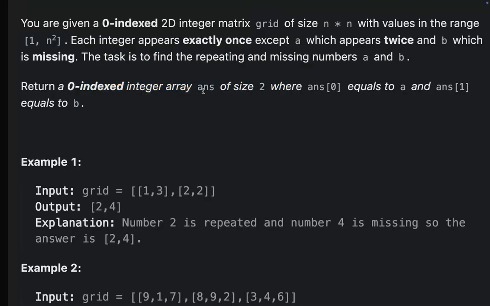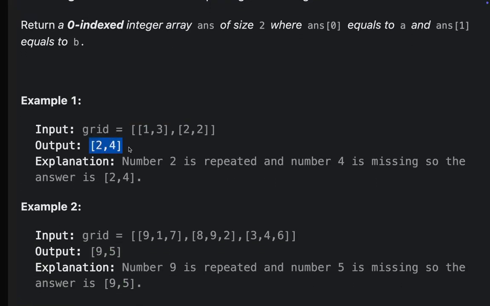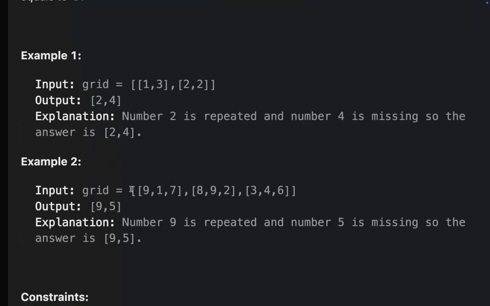We need to return an array answer where the zeroth value is a, which is repeating, and b, which is missing. In this example we have n as 2, so the values should be 1 to 4. 2 is repeating, 4 is missing. In this test case we have n as 3, so the values should be in the range of 1 to 9. 9 is repeating and 5 is missing.